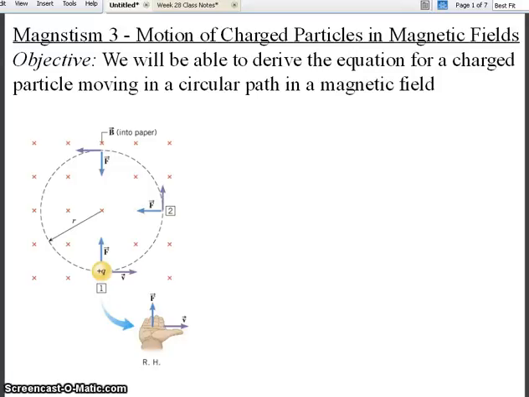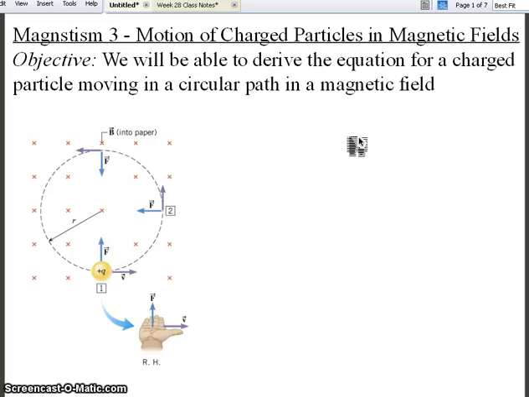Good morning, class, and welcome to this lesson on Magnetism 3, Motion of a Charged Particle in Magnetic Fields. Today, we will be able to derive the equation for a charged particle moving in a circular path in a magnetic field. This lesson, I'm going to tell you up front, is going to seem a lot like mechanics because we're going to be bringing in a lot of mechanics principles into this, okay? So let's take a look at this.